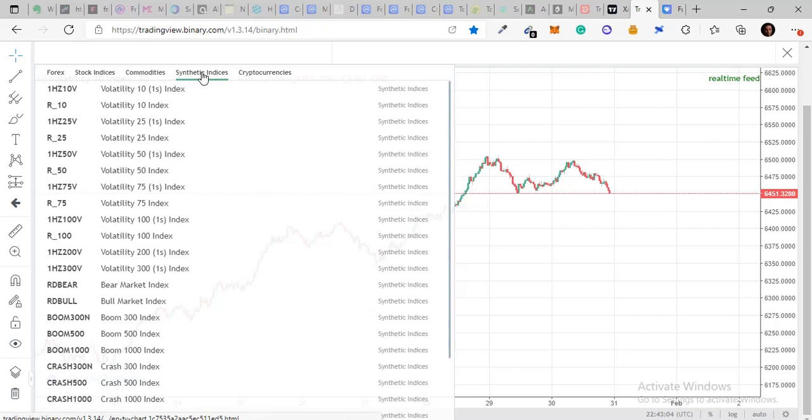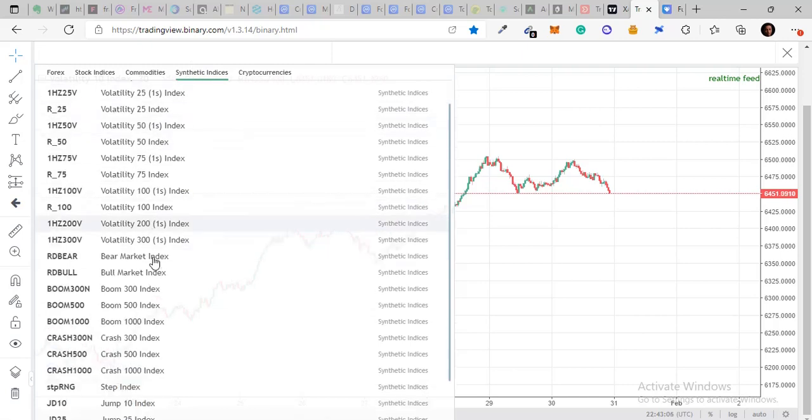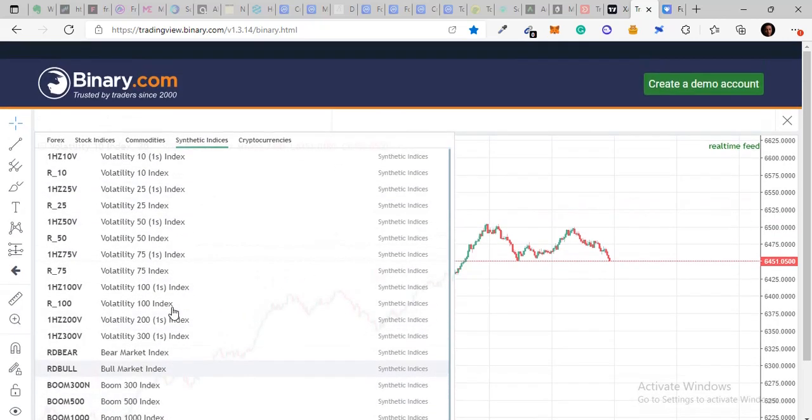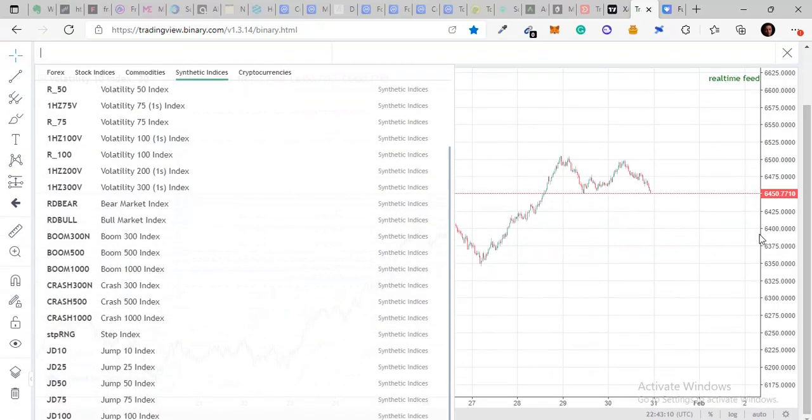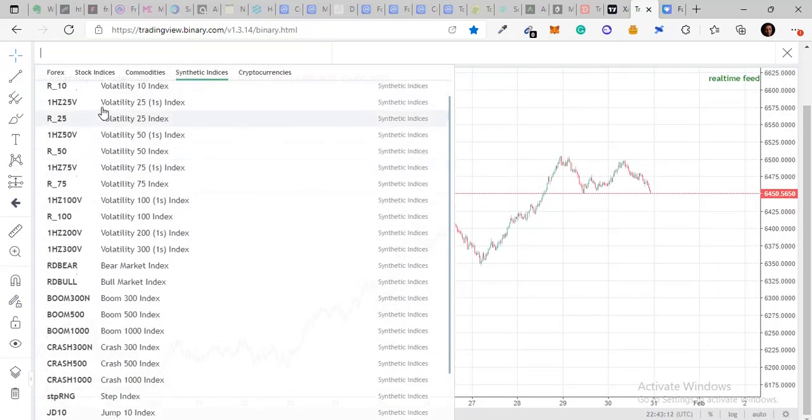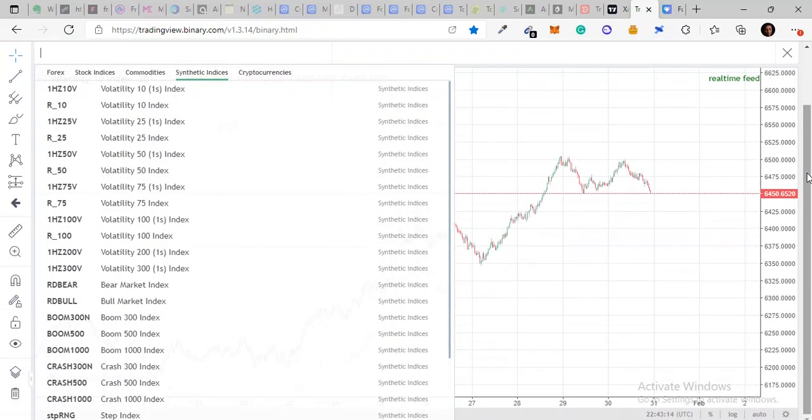Now I have various instruments. I don't look at all of them. I just basically have it from Volatility 10 Index, Volatility 1x Index, okay, down to Volatility 100, and that's basically how I look at it. Okay, I don't bother myself with these other guys.